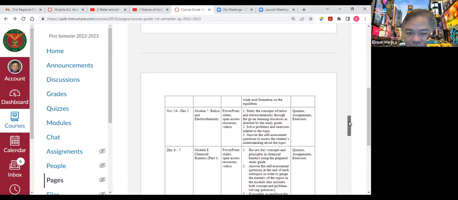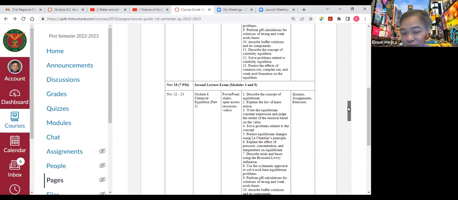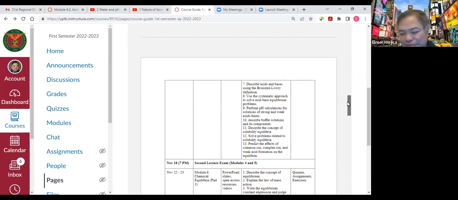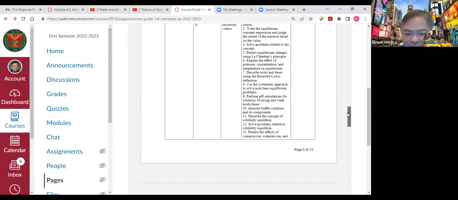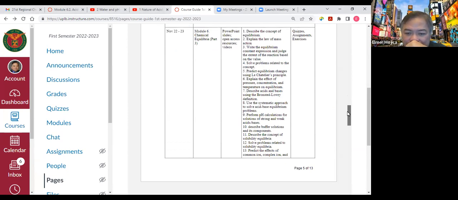So we're supposed to be done with part 3, 22, 23 sabi dito, but I can make it faster later next time. Kasi yung part naman yan is describe the concept of solubility.